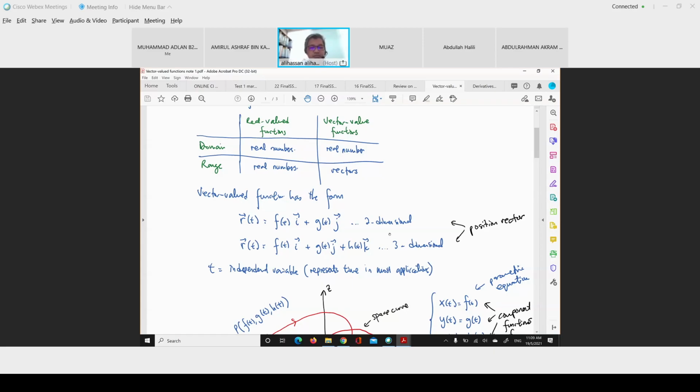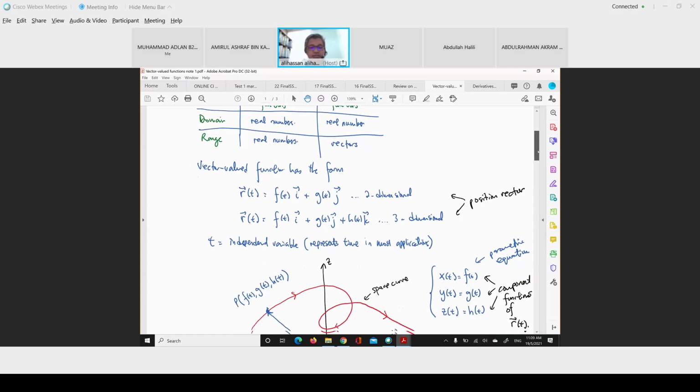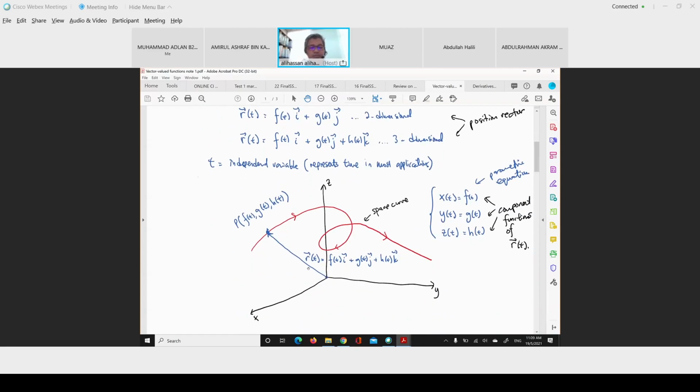This is the general form of a vector function in two-dimensional space, and the one below is the general form of a vector valued function in a three-dimensional space. It's also called a position vector. In general, the vector changes with t. If we trace the tip of the vector, we trace a curve, shown as a red curve here in space. That's why it's also called a position vector.